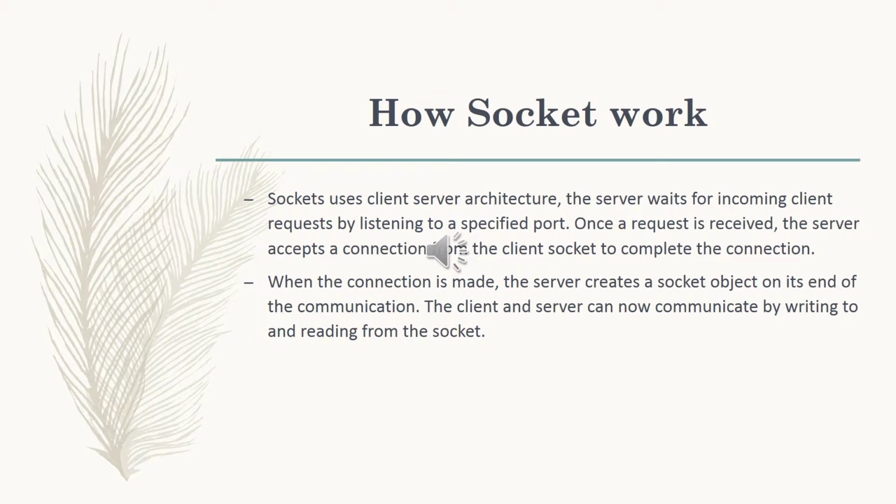How does a socket work? Sockets use client-server architecture. The server waits for incoming client requests by listening to a specific port. Once a request is received, the server accepts a connection from the client socket to complete the connection. When the connection is made, the server creates a socket object on its end of the communication. The client and server can now communicate by writing to and reading from the socket.